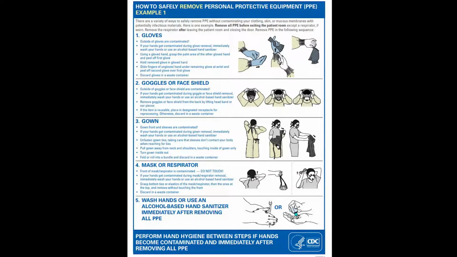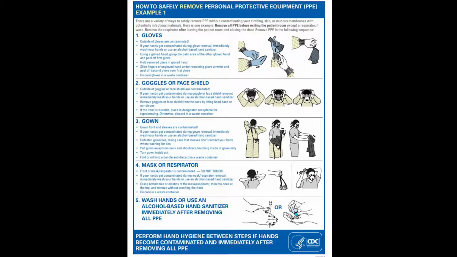Number 3, removing the isolation gown. The gown front and sleeves are considered contaminated. If your hands get contaminated during gown removal, immediately wash your hands or use an alcohol-based hand sanitizer.